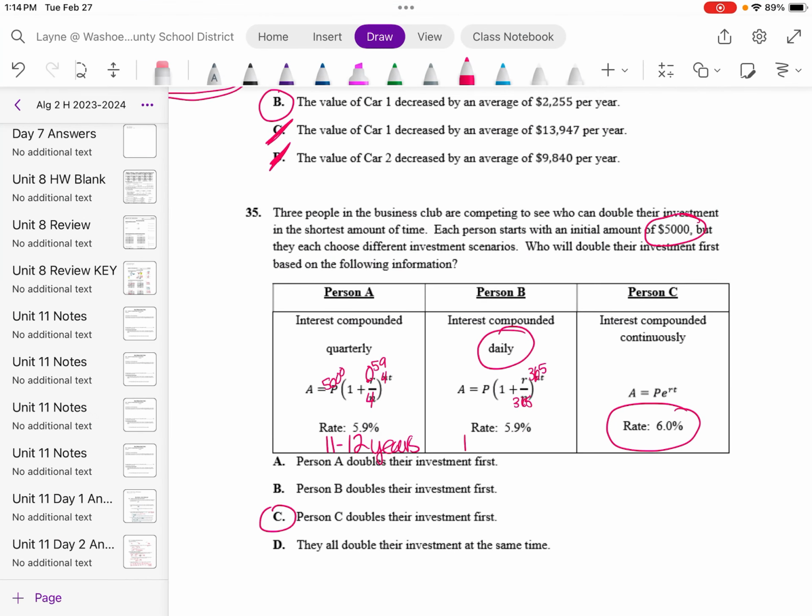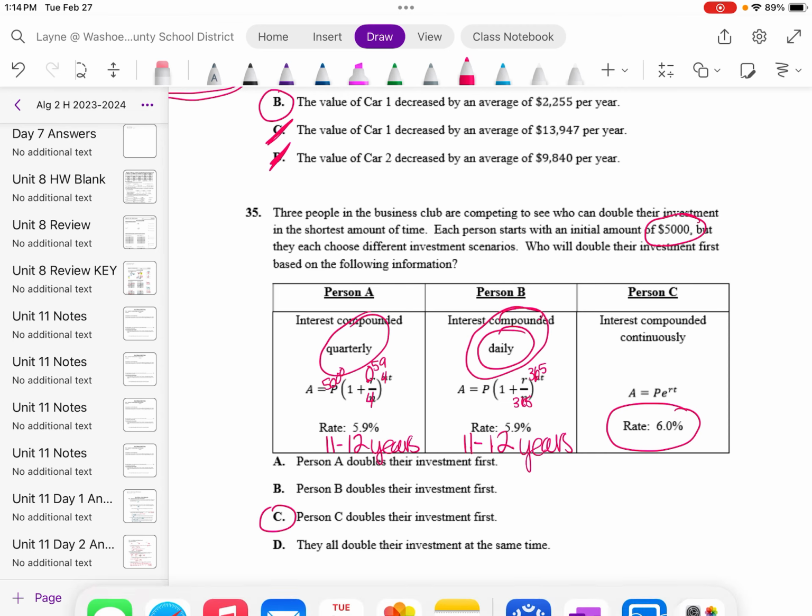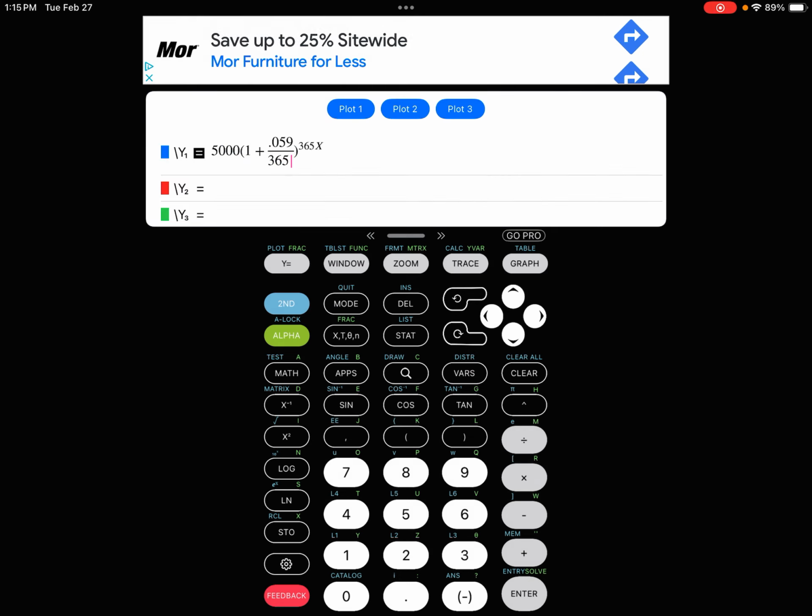So I'm not surprised that these are pretty close because they have the same interest rate. If we wanted to know which one of those was first, well, logically, this one, daily, should have a slight advantage over quarterly because it's compounded more frequently, but not that much. Now, the next one I'm going to do is I'm going to completely change the equation.